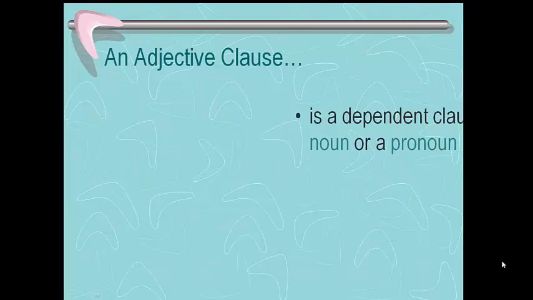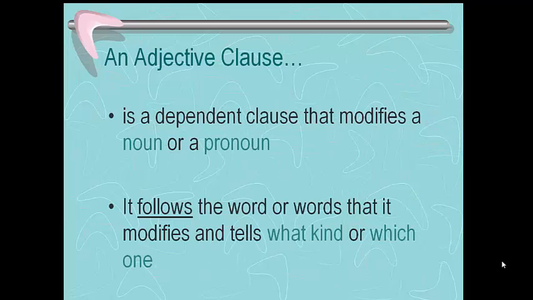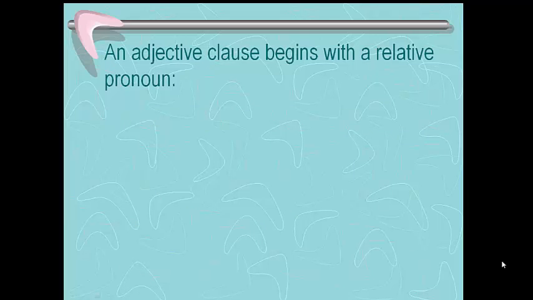An adjective clause is a dependent clause that modifies a noun or a pronoun. It follows the word or words that it modifies, and it tells which kind or which one. An adjective clause begins with the relative pronoun that, which, who, whom, or whose.